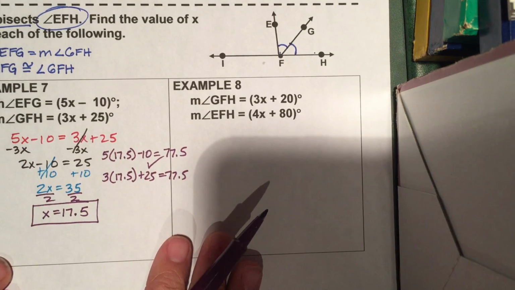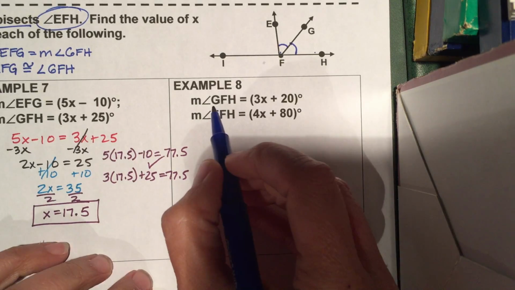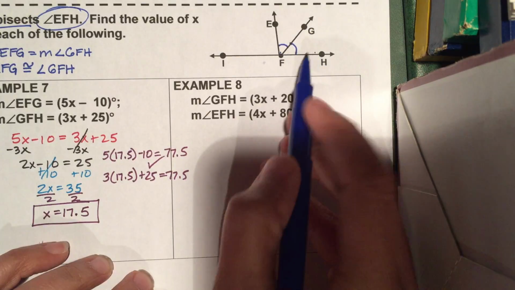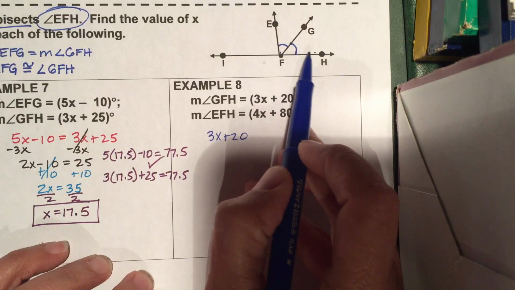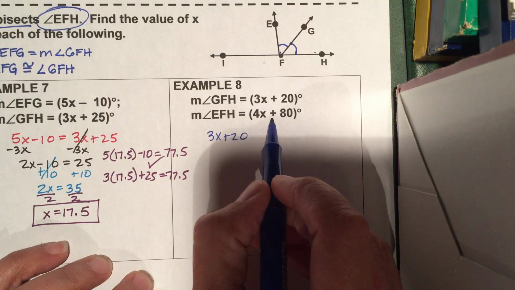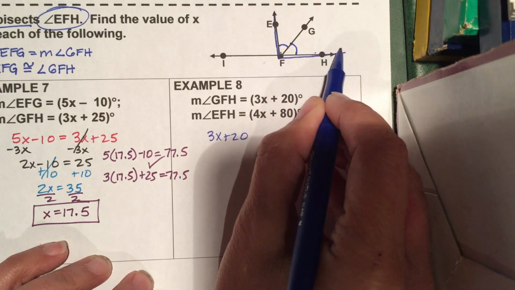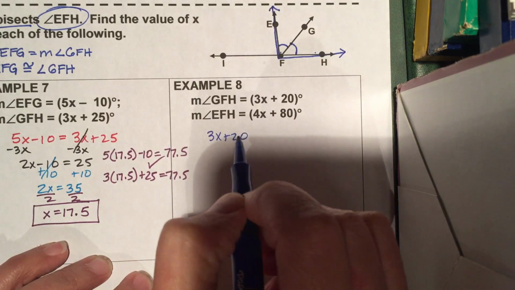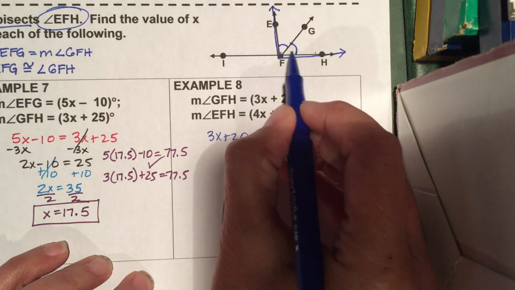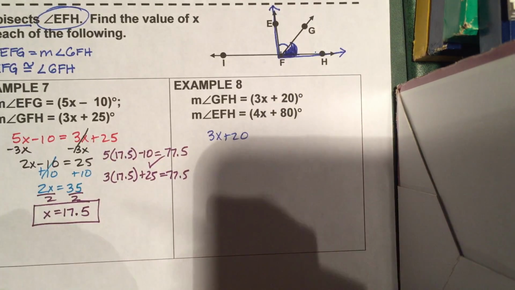All right, so let's look at the last example. On the last example, I'm going to set it up for you, and then you need to solve it. So GFH, which is this one, is 3x plus 20. And EFH is 4x plus 80. Now be careful here. Where's EFH? EFH is the entire thing, right? So what do I do? Basically, they've given me this angle right here. They've given me that angle.